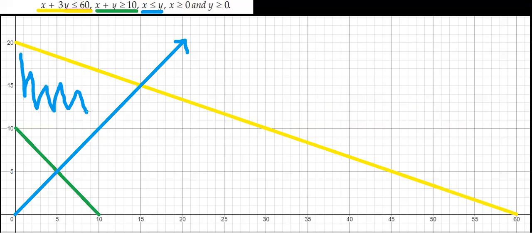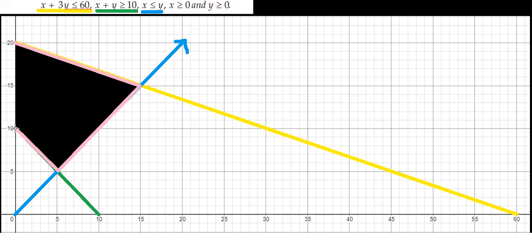Let me do that in another color, in pink. So it is this region. And if I were to shade the whole region, this is the shaded region that is represented by all of these inequalities.